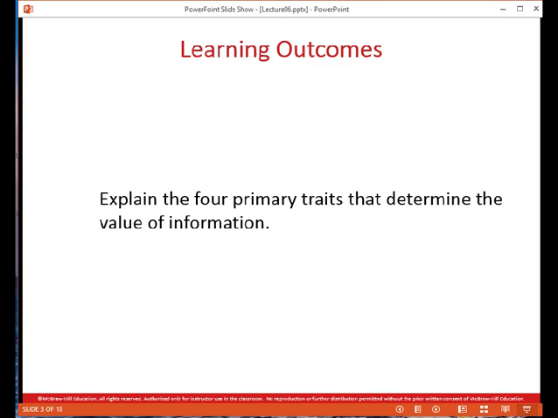So let's explain the four primary traits that determine the value of information. It is important to understand the different levels, formats, and granularities of information, along with the four primary traits that help determine the value of information, which include information type, transactional or analytical, information timeliness, information quality, and information governance.